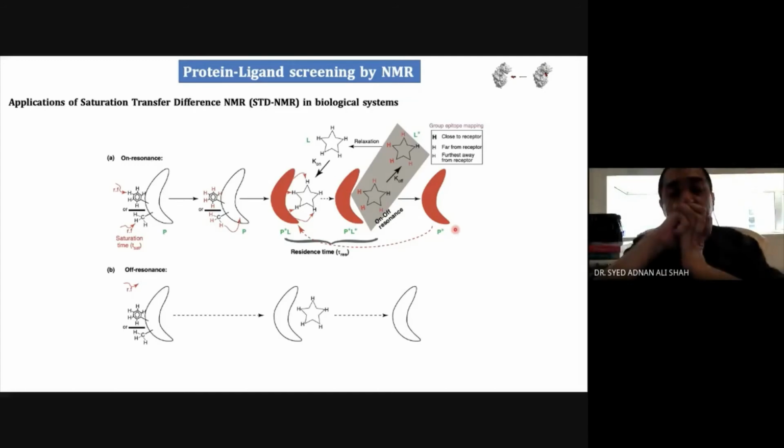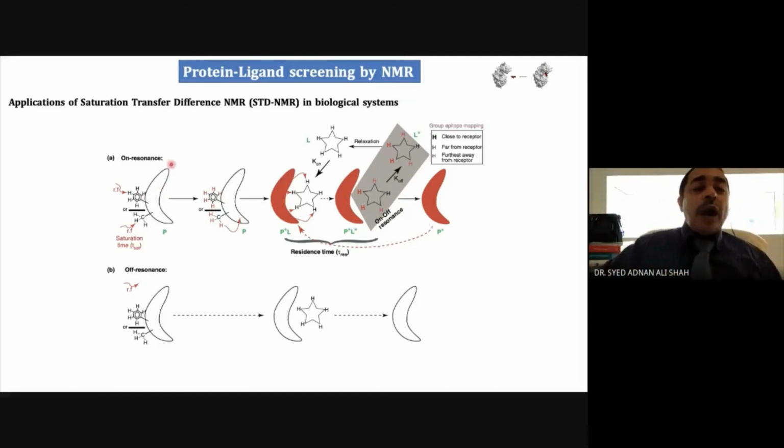So what we usually do in this technique is, this is the protein. In this experiment we saturate all the resonances of the protein, and then we introduce the ligand. When the ligand binds with the receptor, all the saturation is transferred from the receptor to the ligand, and once this saturation is transferred to the ligand, an NMR signal arises. That's how we can get information about where the ligand binds with the receptor, or whether the ligand has the ability to bind with the receptor or not.